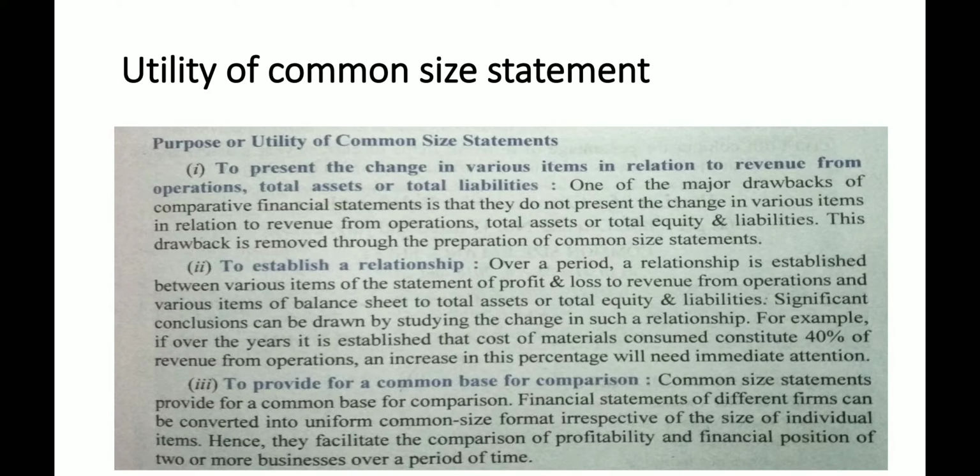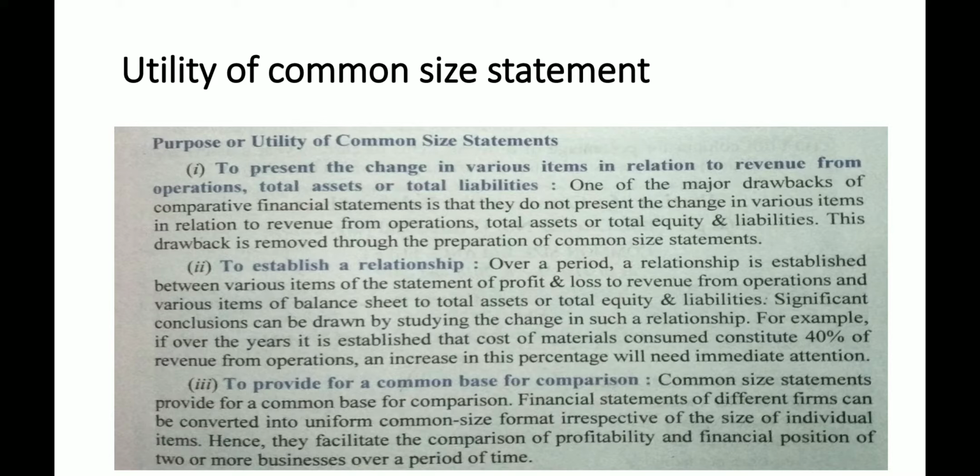Right? Now what is the utility of common size statement? So to present the change in the various items in relation to revenue from operation and total asset or total liability. So first of all, I said that we take a base. In profit and loss account we take revenue from operation as a base. So each and every item is compared with the revenue from operation, that is expenses, total expenses, or we can say that other expenses, other incomes are compared to revenue from operation.